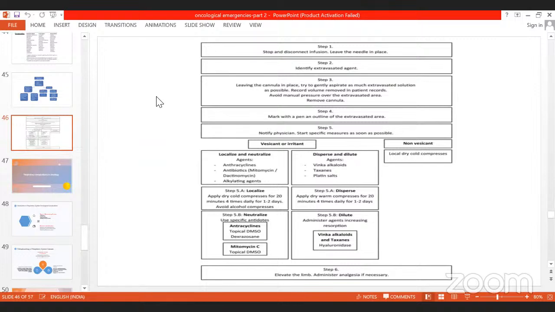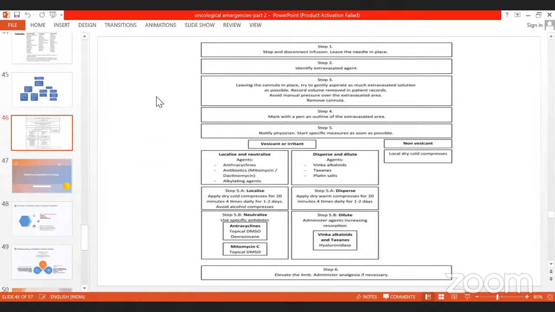If it's a non-vesicant, we generally apply a local dry cold compress. Whereas if it's a vesicant or irritant, we either go with the localize and neutralize philosophy, or we go with disperse and dilute. The agents for localizing are the vesicants, anthracyclines and a few of the alkylating agents and antibiotics, whereas dispersing agents are the vinca alkaloids, taxanes, and platinums.